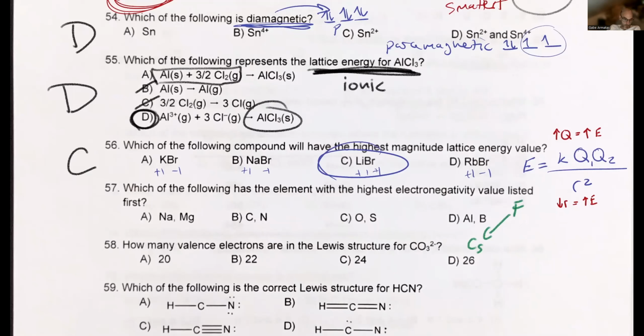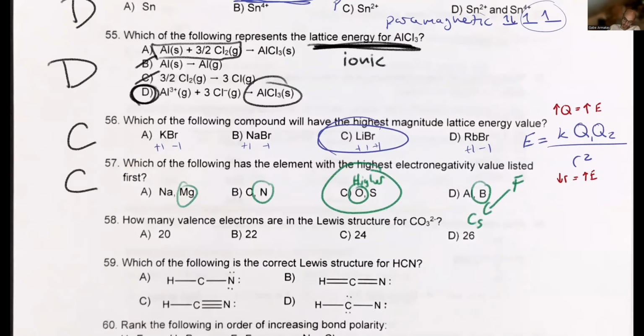So 57, so C. Oxygen has a higher electronegativity than, and we could just do that for every single one. Which of these has a higher? Magnesium is closer to fluorine, nitrogen is closer to fluorine, boron is closer to fluorine. C is the one that does not belong. So C has the higher of those.